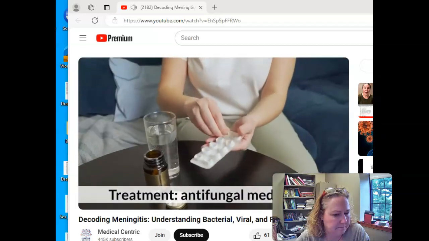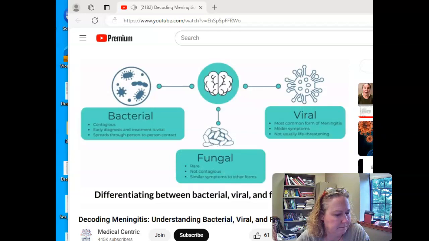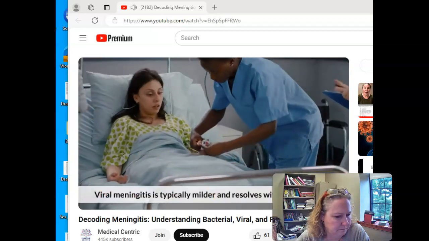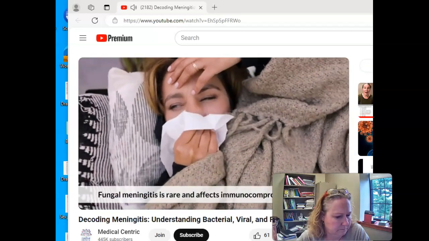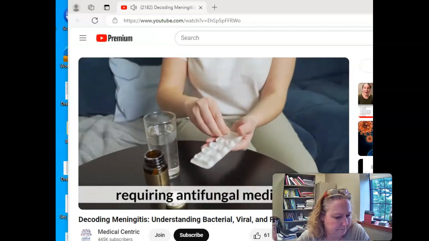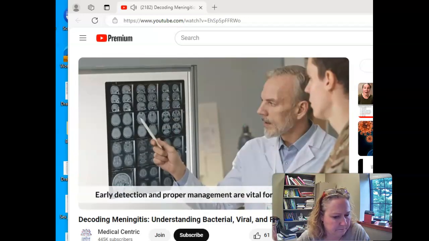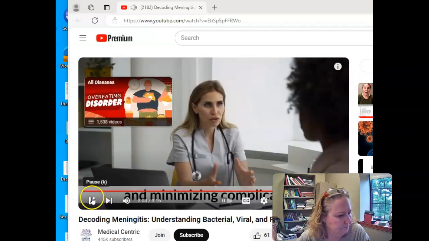Treatment: antifungal medications. Differentiating between bacterial, viral, and fungal meningitis is crucial for appropriate management and treatment. Bacterial meningitis requires immediate medical attention and antibiotic treatment. Viral meningitis is typically milder and resolves with supportive care. Fungal meningitis is rare and affects immunocompromised individuals, requiring antifungal medications. If meningitis is suspected, seek prompt medical evaluation for accurate diagnosis and timely treatment. Early detection and proper management are vital for positive outcomes and minimizing complications.